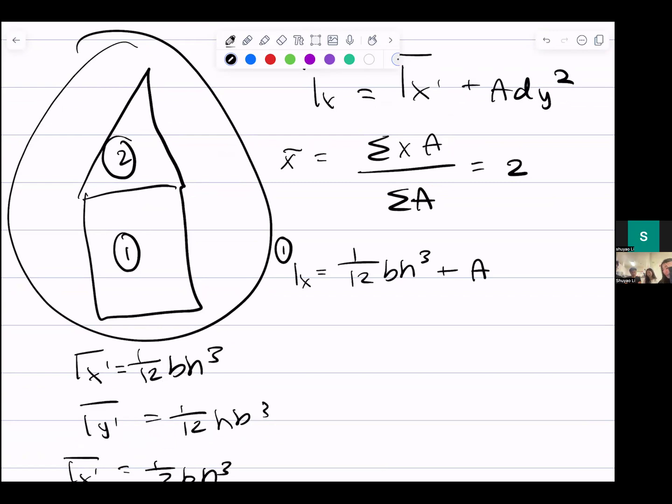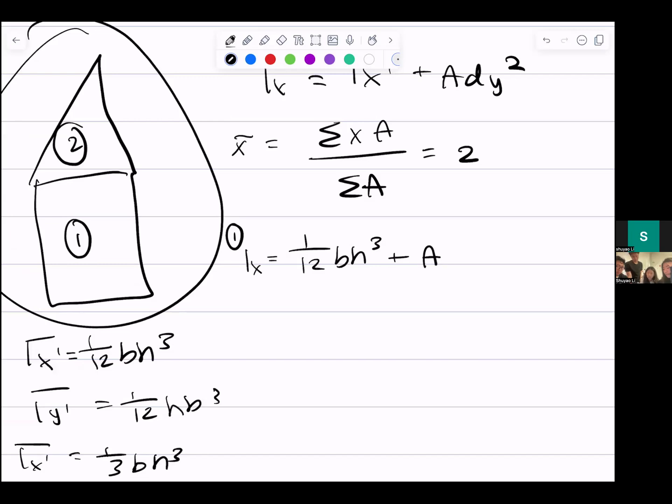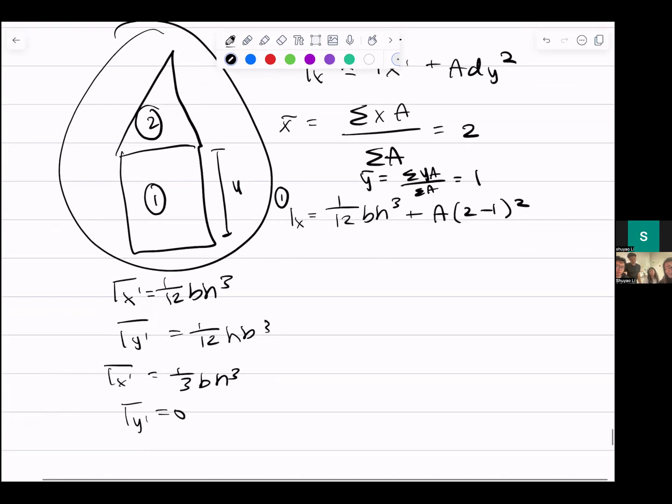would be the distance of the local centroid of shape 1 to the centroid of the entire thing. So you have to first find the centroid of the entire thing. Let's say this was 1. But for example, this is 4. What's the y centroid for this? 2. Yeah, so it would be 2 minus 1. That's how you find it. And then you do the same thing for y.